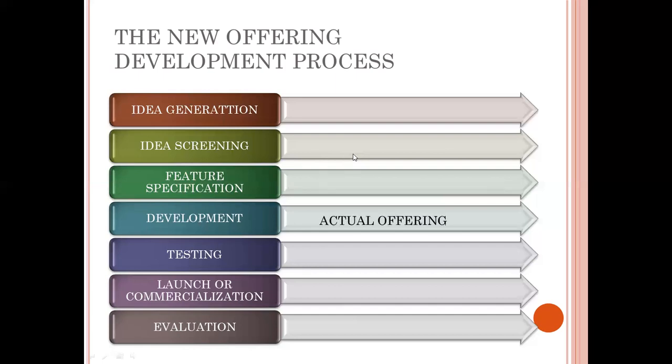So we have now the actual offering, and during the testing stage, the offering is tested first in the lab and then with real customers. For testing, we have alpha testing. It is also called lab testing. Alpha testing ensures that the offering works like it's supposed to in a variety of different environments that meet its specifications. And after alpha testing, we have the beta testing.